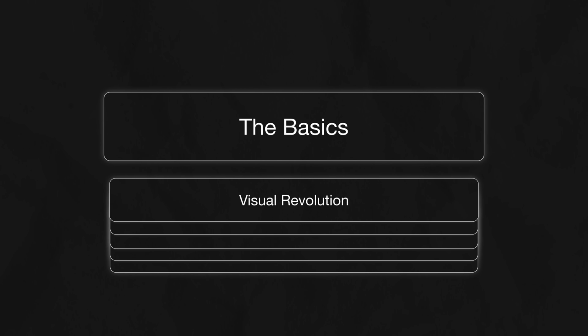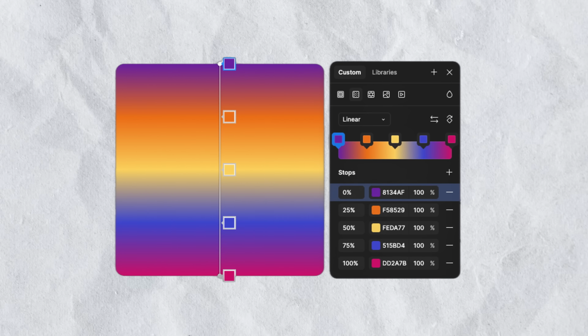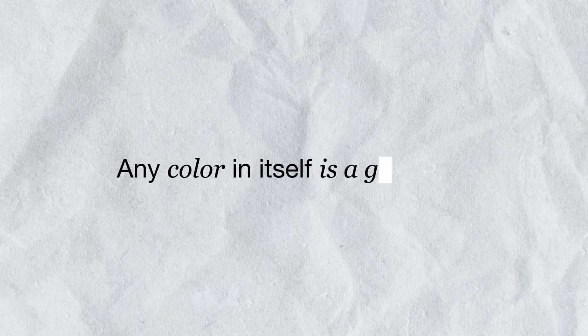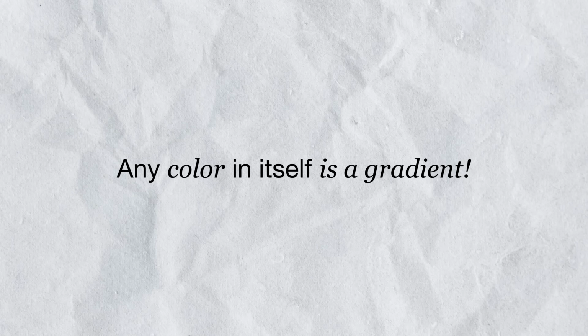To understand all this, let's get down to basics. You know what a gradient is, right? One color transitioning into another. But actually, that's not quite it. Any color in itself is a gradient. Yes, color itself is the frequency of a photon's amplitude. But we won't dive into the quantum structure of color. It's not crucial for our topic.